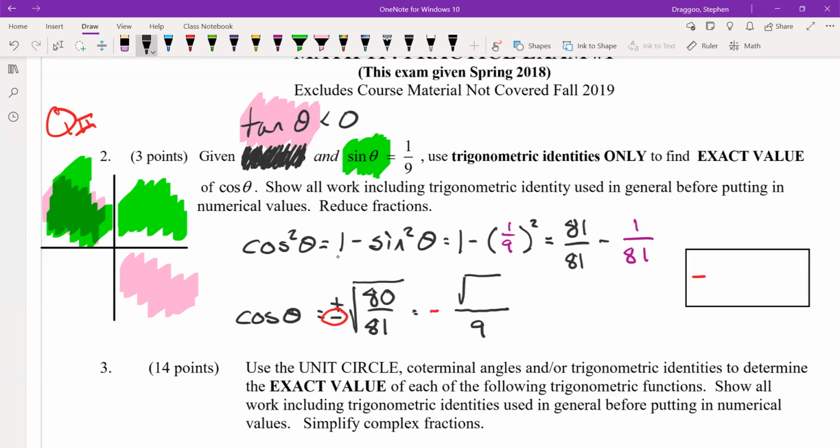I want to rewrite 80 as a product of a square number and non-square numbers. So probably something like 16 times 5, which is equal to 80, but notably 16 is a square number. So I could pull that to the outside of my square root and get 4 root 5 over 9. And this answer is still negative. Make sure that that's there. So the answer that goes in the box, negative 4 root 5 over 9.